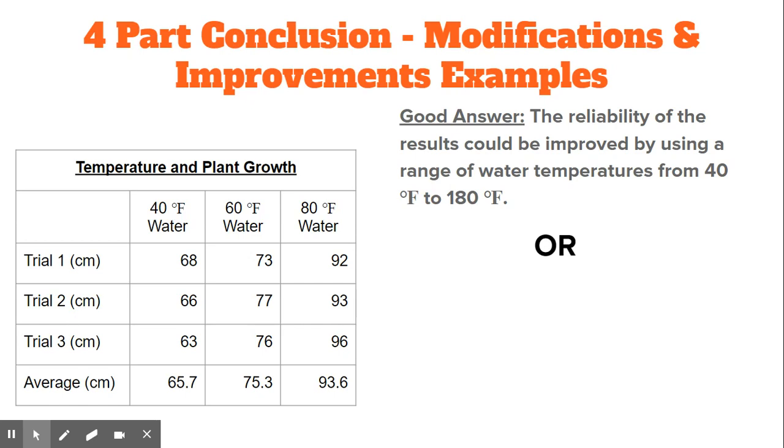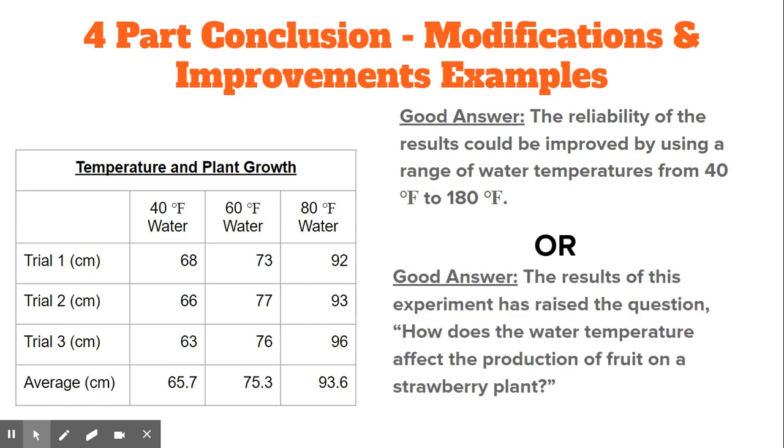Or another good answer could be talking about something like, the results raise the new question, how does the water temperature affect the production of fruit on a strawberry plant? So you'd get more specific, not just about water temperature, but now what does that water temperature do to something other than height? How does it change the size or the amount of fruit on a particular plant? Those two ideas are kind of related, and the information you learn from temperature and plant height could also apply to temperature and plant fruit.